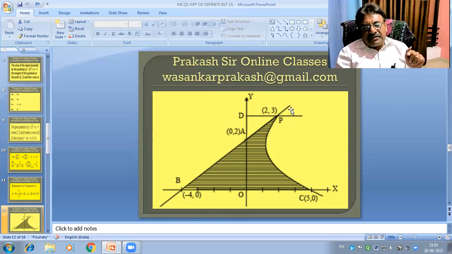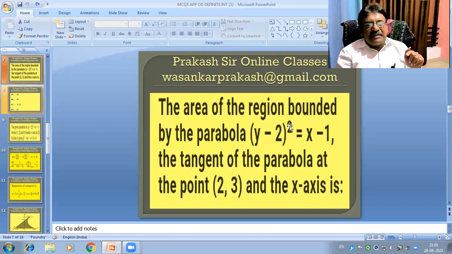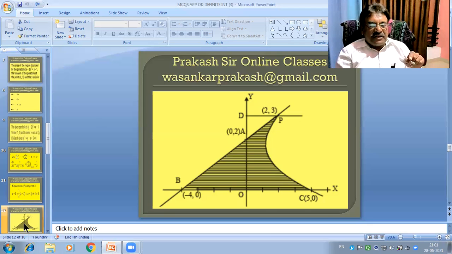Next, we find the point of intersection of the parabola and the positive direction of the x-axis. Again on the x-axis, y equals 0. So we put y equals 0 in the equation of the parabola, y minus 2 whole square equals x minus 1. Here 0 minus 2, minus 2 square, that is 4, 4 plus 1, 5, so x equals 5. So right here, (5, 0).